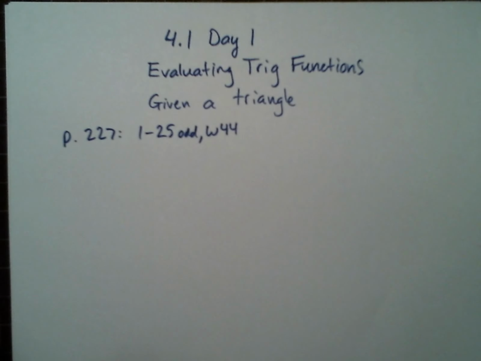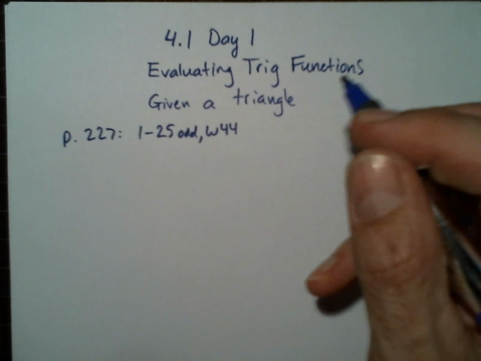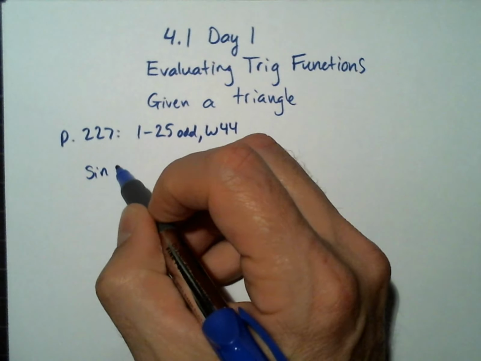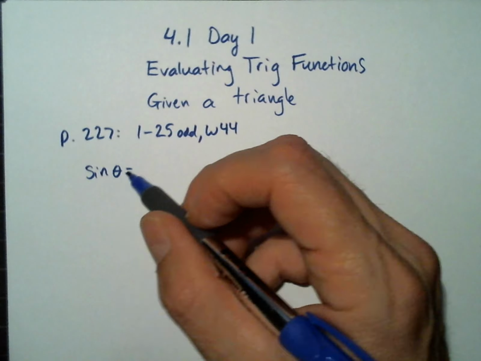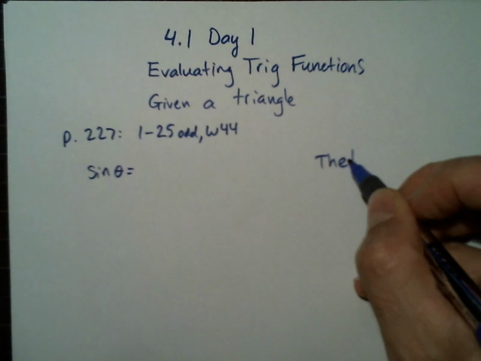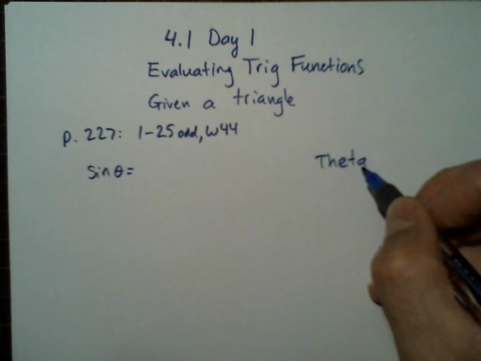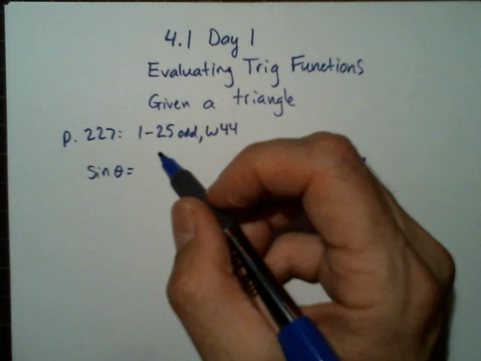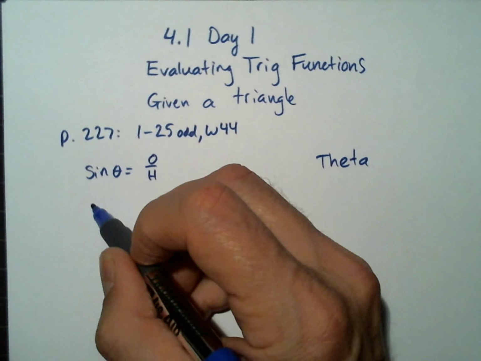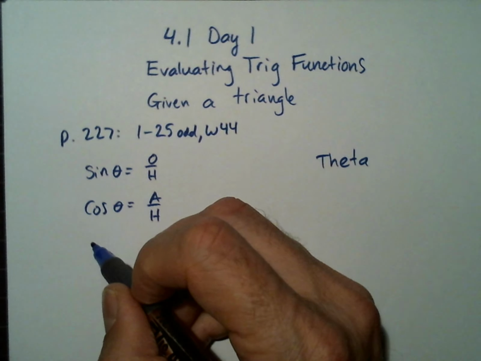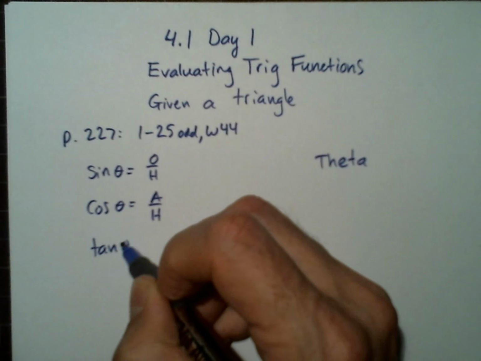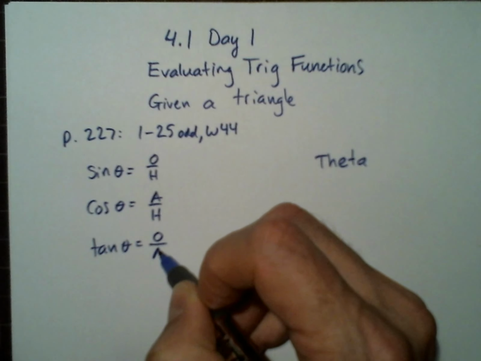All right, first day of trigonometry, and let's review the trig ratios. Sine of an angle theta, that's pronounced theta. All right, sine is opposite over hypotenuse. Cosine, adjacent over hypotenuse. Tangent, opposite over adjacent.